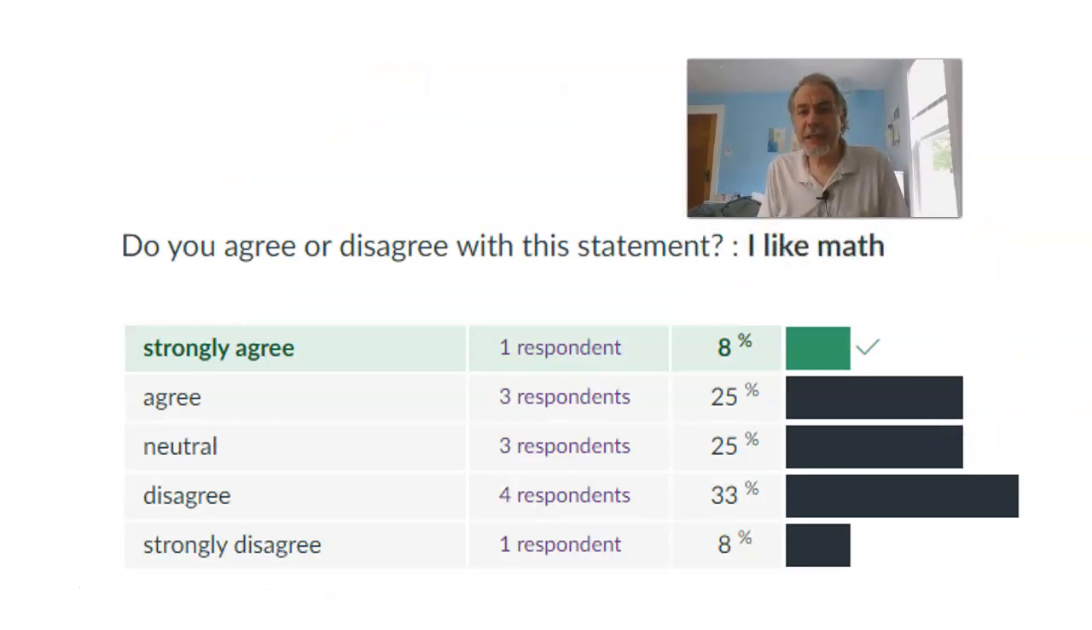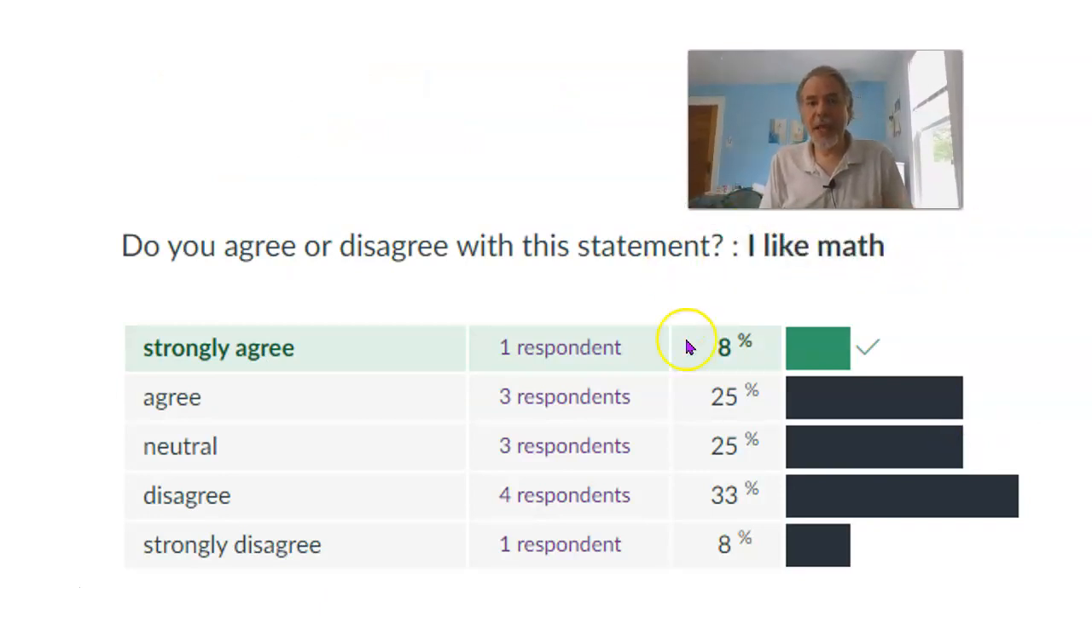Now, Canvas did that for me. Here's how Canvas tabulated the results of that particular survey question. They told me how many people gave each response, both the actual number of respondents and the percent of all the people who answered. And it made a little bar chart over here so that I can compare the numbers.